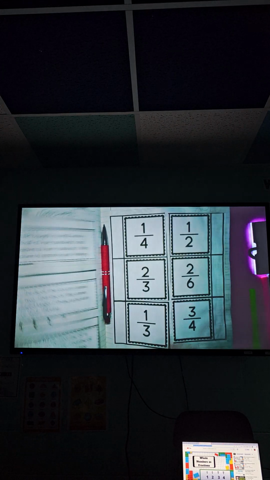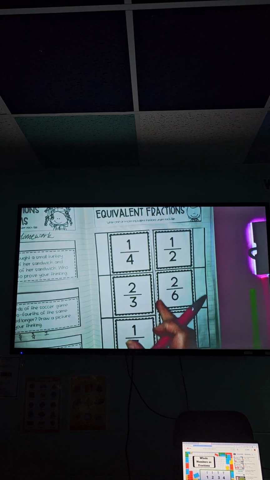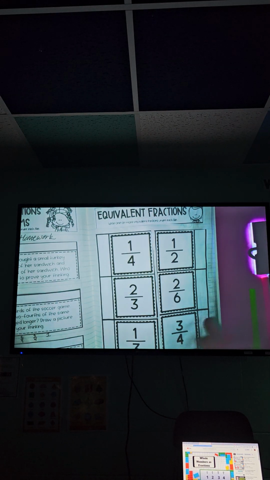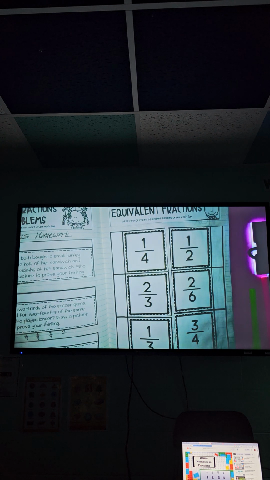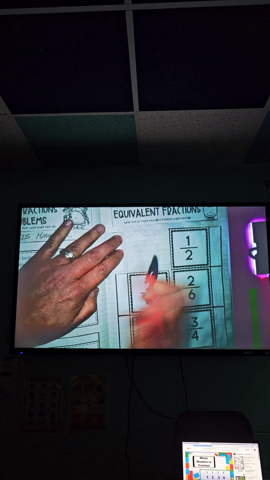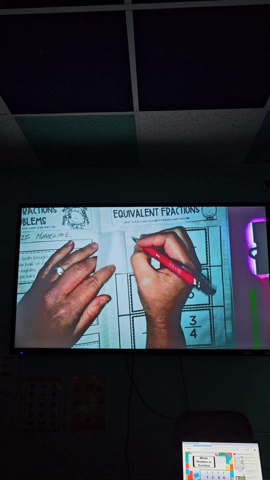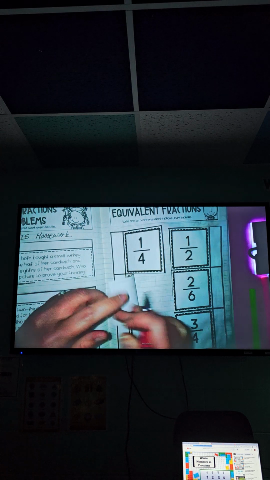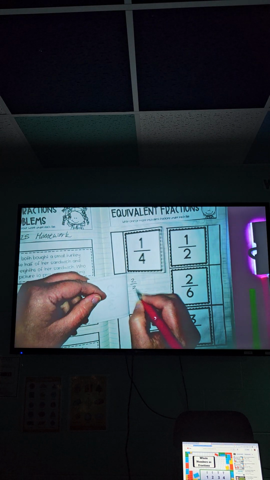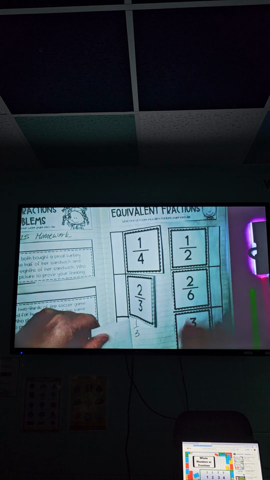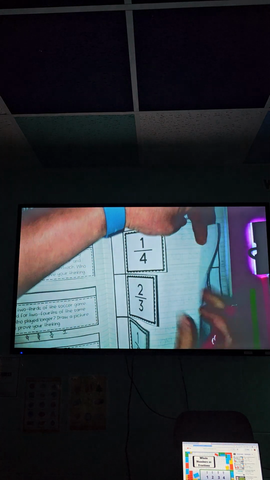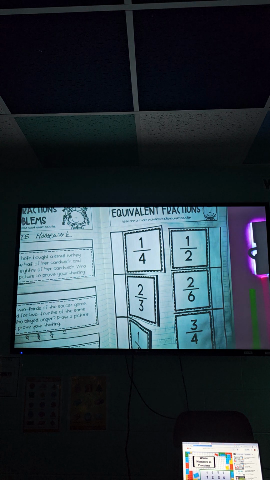Okay? So we are on this page where it says equivalent fractions. Write 1 or more equivalent fractions under each flap. The possibilities really are endless. So I want you to write the fraction that is on the flap first on all of these. So go ahead and do that. Oh, I didn't cut that, did I? Let me cut my page.